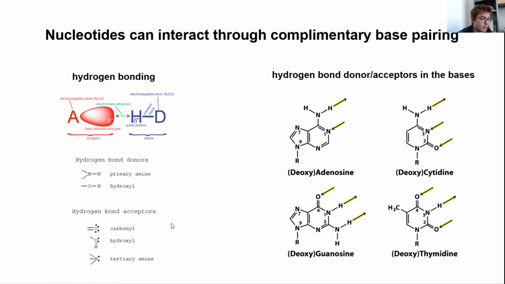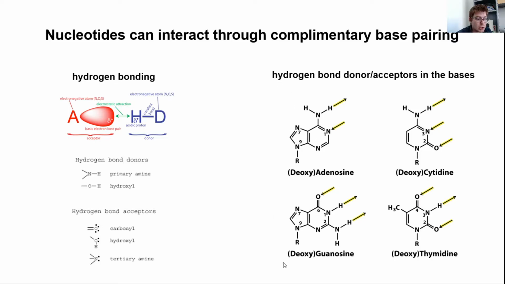And so you should know that there are hydrogen bond donors. These are things that have the proton attached to them, and those include things like a primary amine or hydroxyl group. And there are hydrogen bond acceptors. These are the things that have some sort of lone pair, which can basically serve as the acceptor. So these are things that are going to interact with donors to form hydrogen bonds.